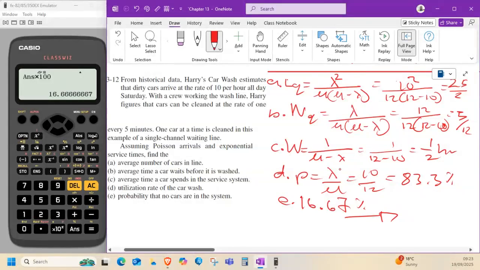Sir, Yebo, can you please repeat how you found E? All right.